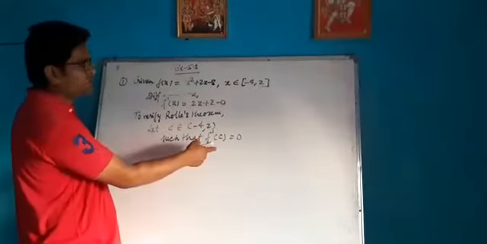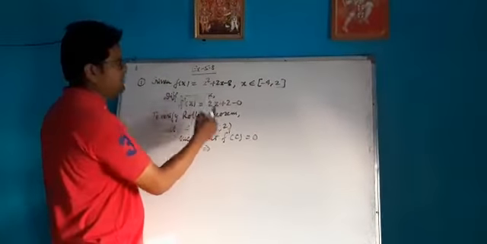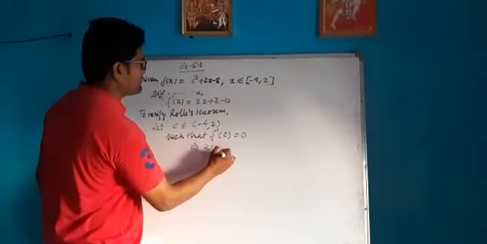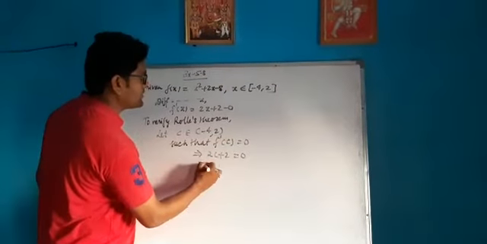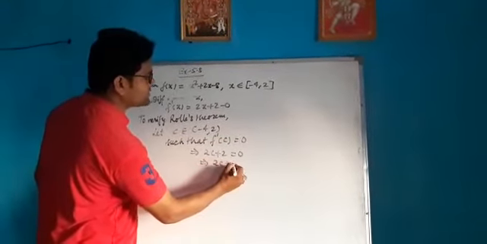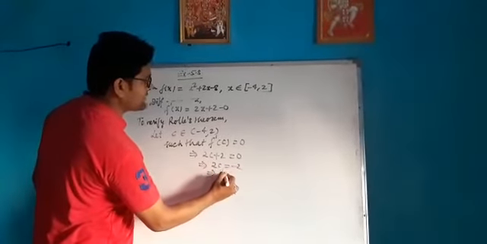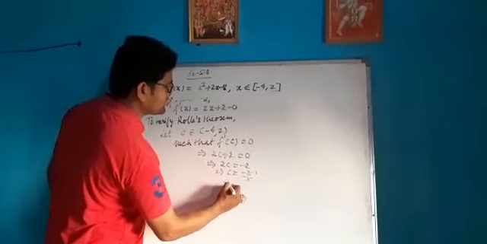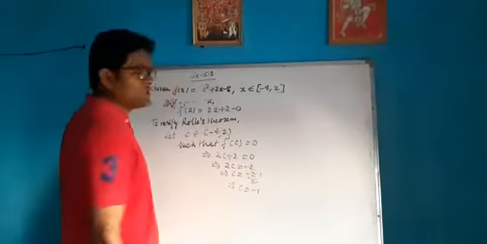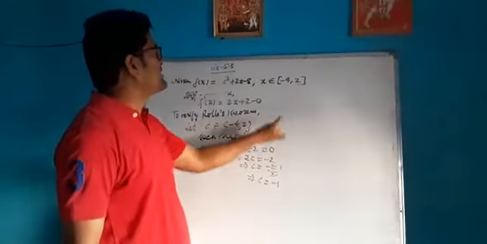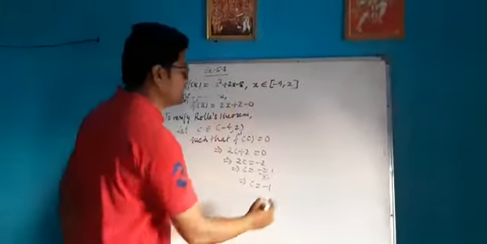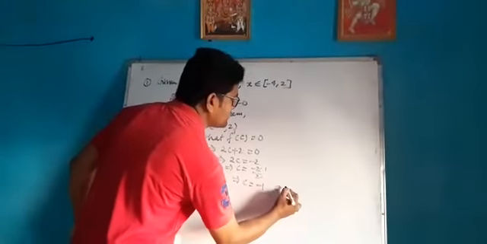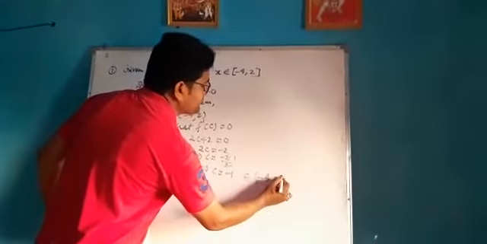What will be f dash c? Just replace x by c. It will be 2c plus 2 is equal to 0. Find the value of c. 2c is equal to minus 2. So c is equal to minus 2 by 2, that is minus 1. Now you can easily see minus 1 is lying between minus 4 and 2. So it belongs to the open interval minus 4 to 2.